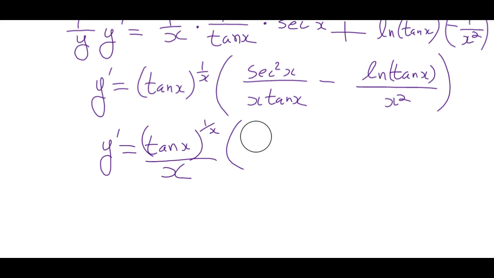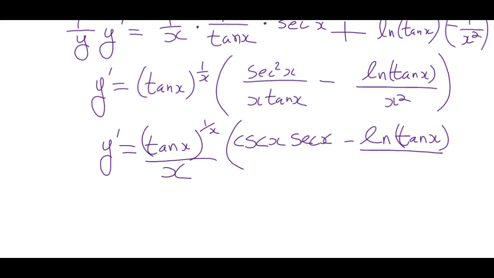Throw an x down there. So cosecant x secant x. Okay, so those are equivalent. Here's what happened: an x came out of the denominator and ended up out here, so there's no x underneath. This x squared has become an x. So apparently secant squared over tan is cosecant secant.